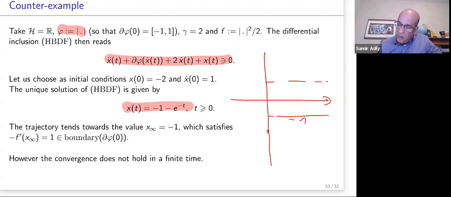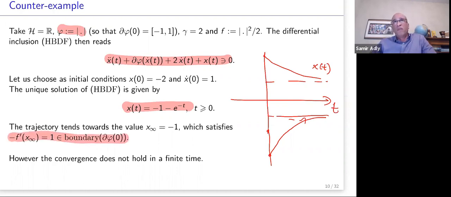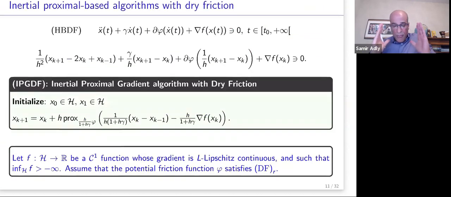If you start here, you will converge like this. If you start here, the dynamic will go there. This is t. This is x of t, okay? However, the convergence does not hold in finite time if the interior condition is not satisfied, okay? Let's go now and try to study this dynamic from the discrete perspective.